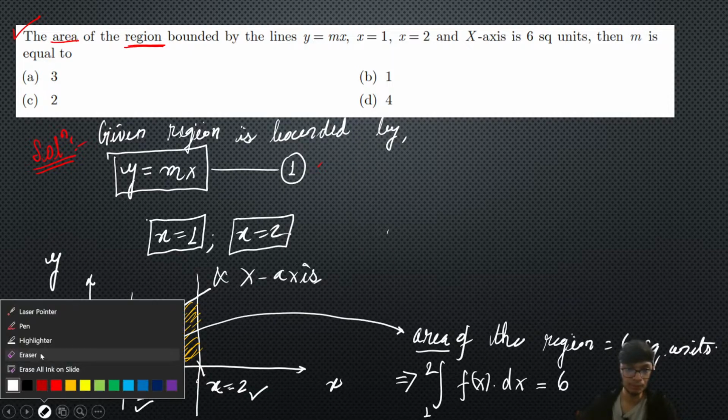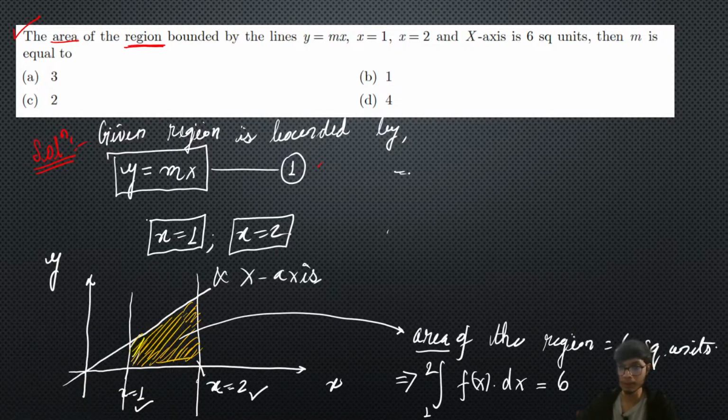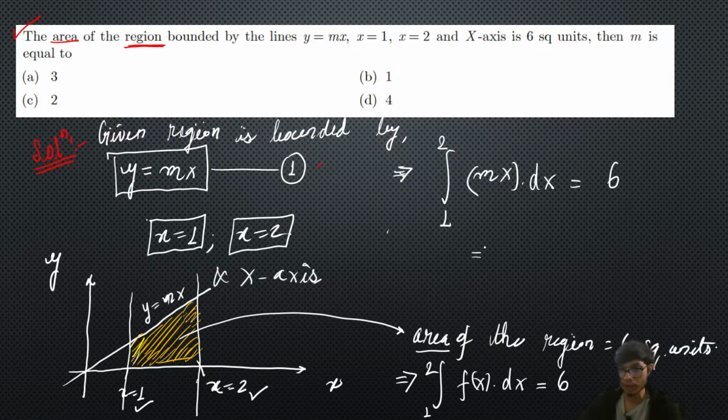All right, so from here if we carry on the calculation, the integral from 1 to 2, I have the function, and the function curve is basically this part. So this is y equal to mx. I will put mx over here in place of y times dx, and the area is given as 6 square units. So I will carry over this integral. It's a very simple integral.